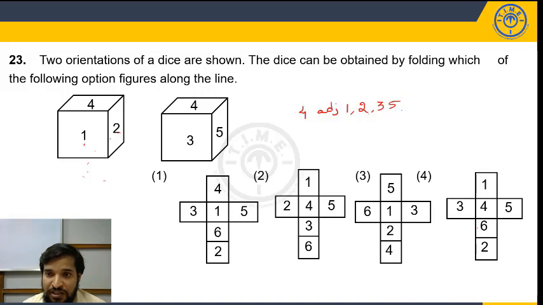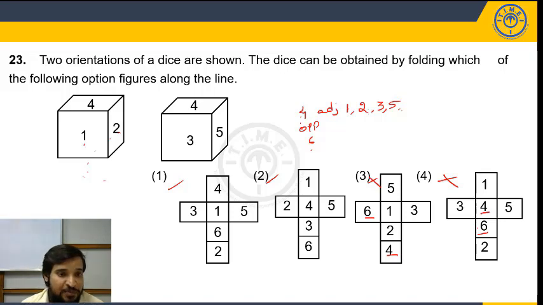As we know, for any number there will be 4 adjacent and 1 opposite number. Here for number 4, the 4 adjacents are 1, 2, 3, 5. The opposite number will be 6. So 4 opposite 6, that we can confirm. So either it should be choice 1 or choice 2. In 3 and 4, I am going to get 4 and 6 as adjacent, which is not possible. So I can eliminate choice 3 and 4.